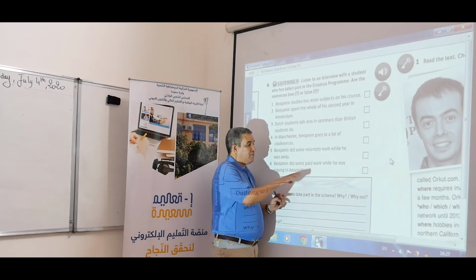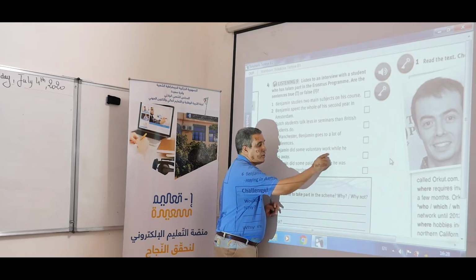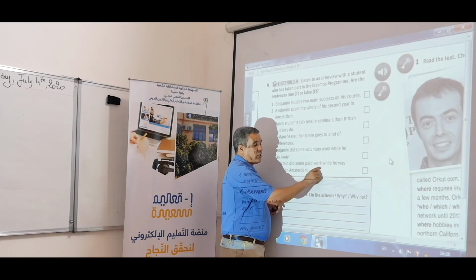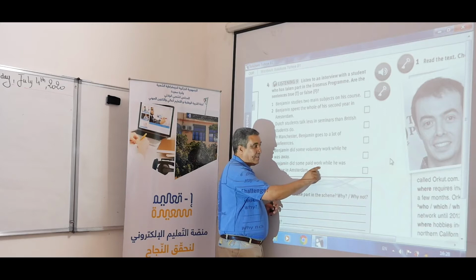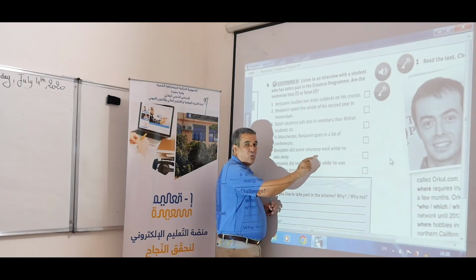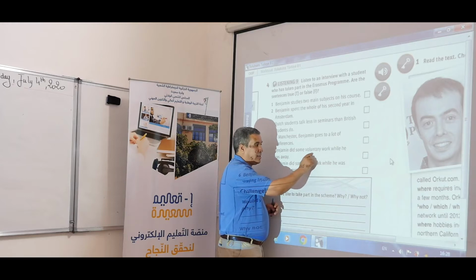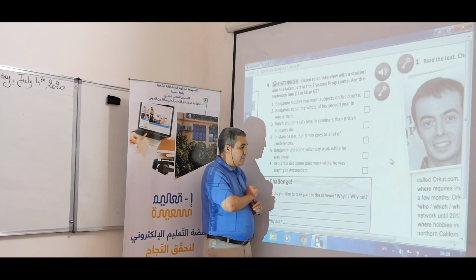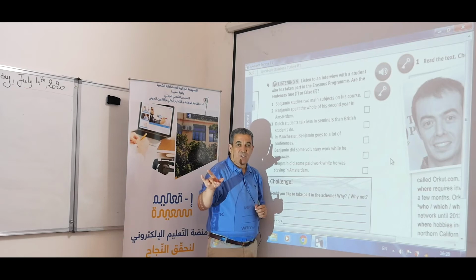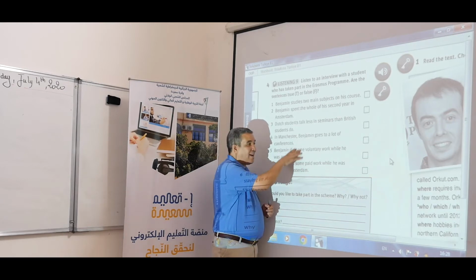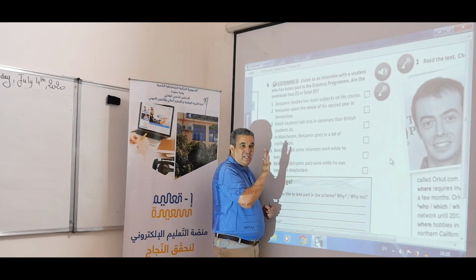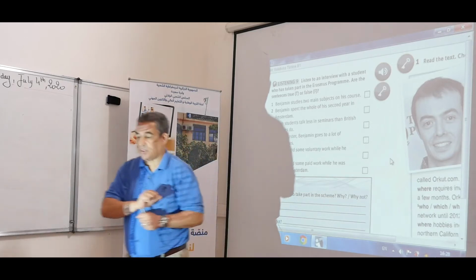So you know the difference between paid work and voluntary work. Paid work is the work we do to get paid, and voluntary work is the work that we do without expecting any money. It's only voluntary work. Excellent. So now we are going to listen to the interview and try to find out if these sentences are true or false.